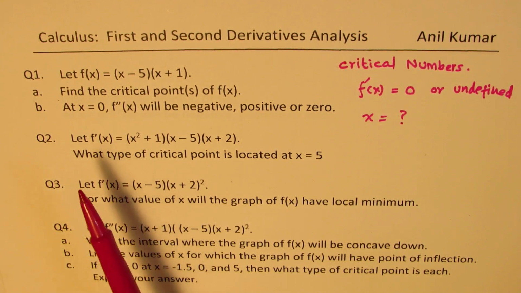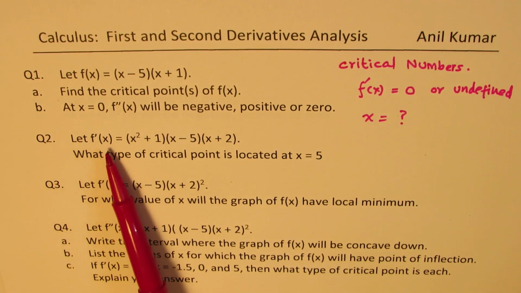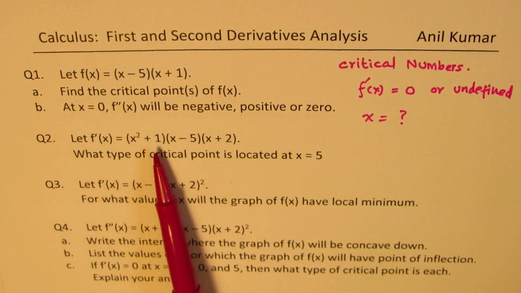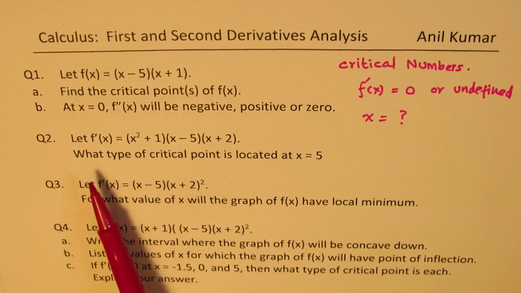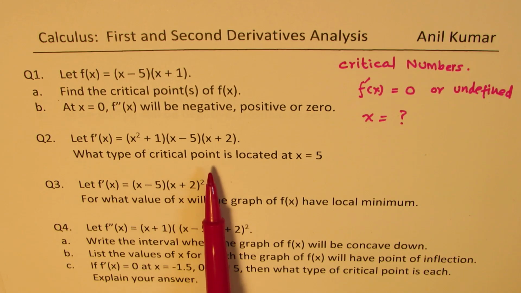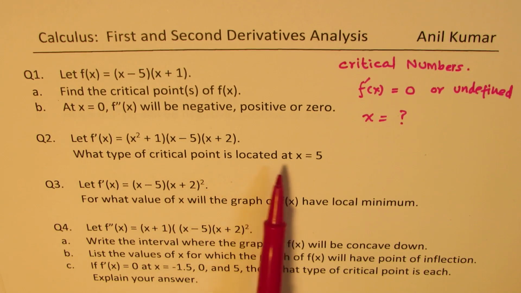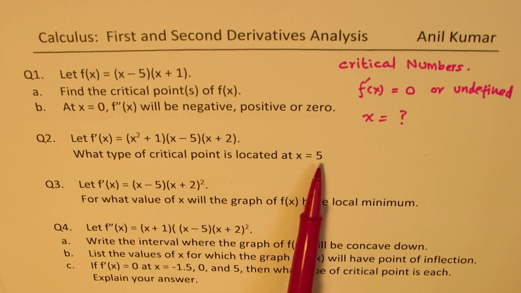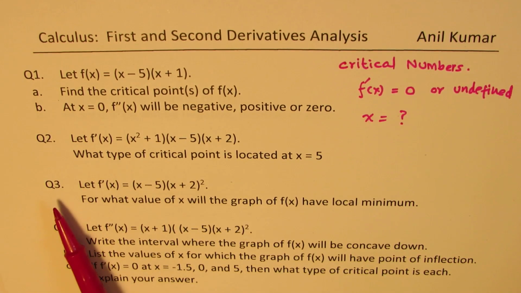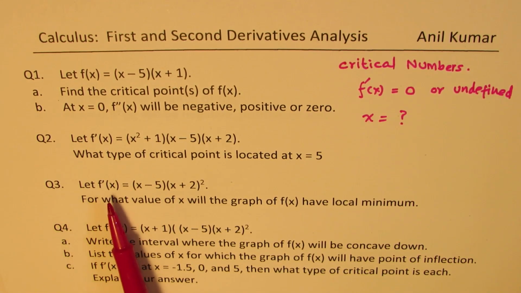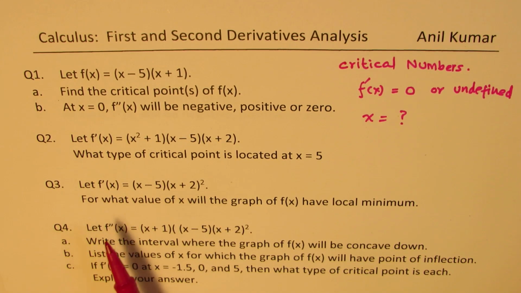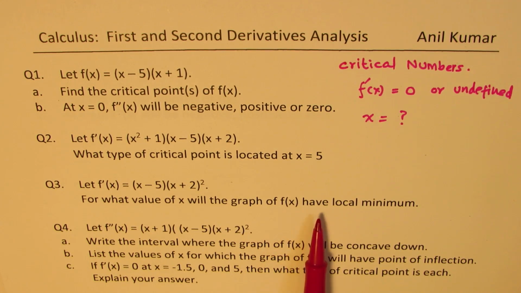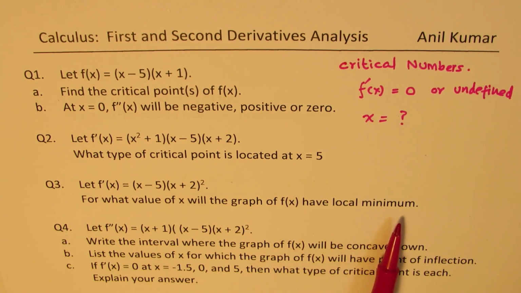Question number 2 is, let the first derivative be equal to x squared plus 1 times x minus 5 times x plus 2. What type of critical point is located at x equals 5? Question number 3. Let the first derivative be x minus 5 times x plus 2 whole square. For what value of x will the graph of f of x have local minimum?